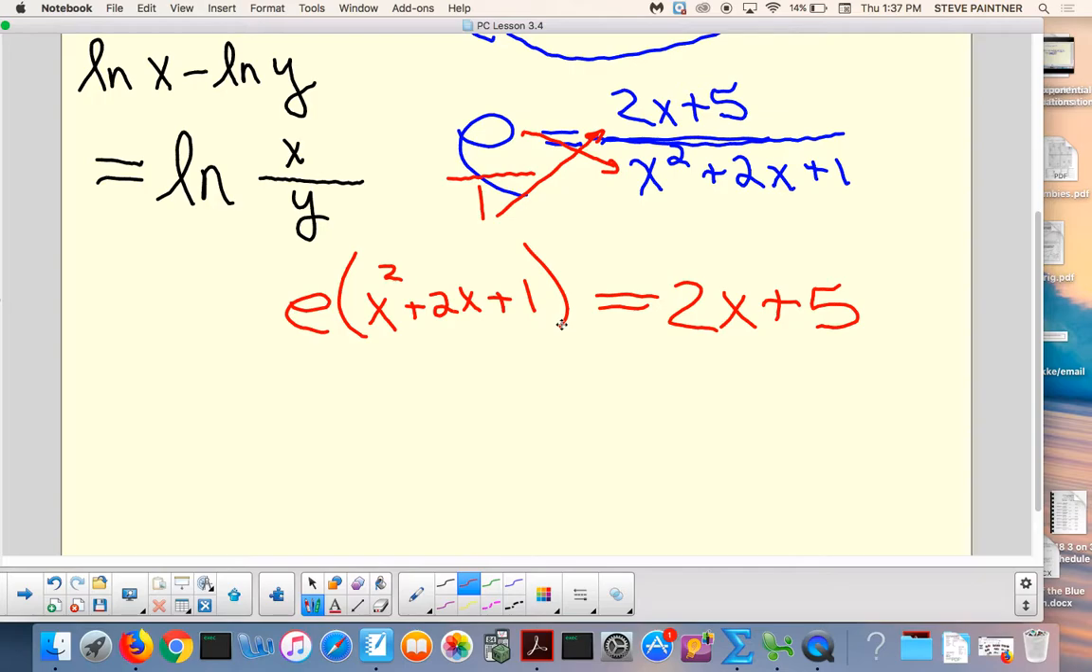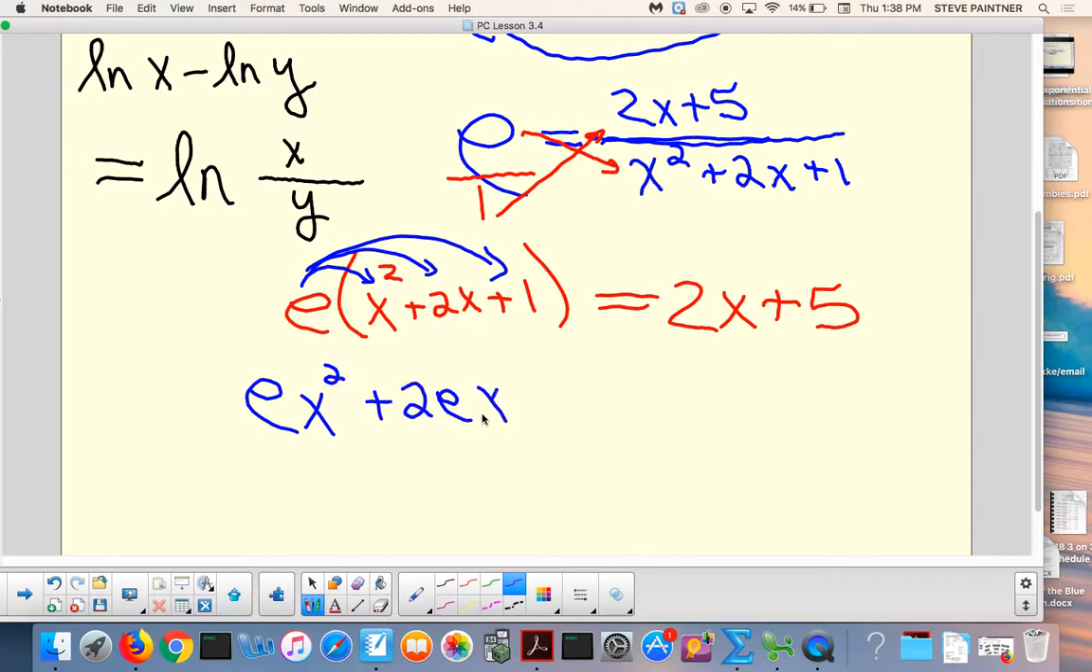So can we just subtract 2x plus 5? Get it over here, yeah. But wait a second. You haven't really taken care of this. So if you go like this and run it through, it's going to be what? e x squared plus 2e x plus e equals 2x plus 5.